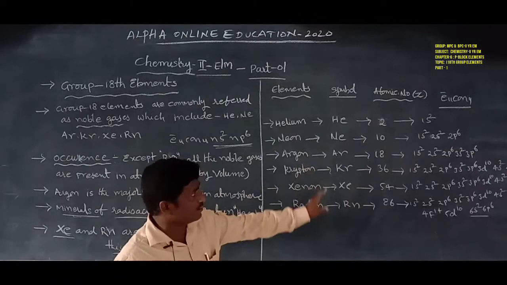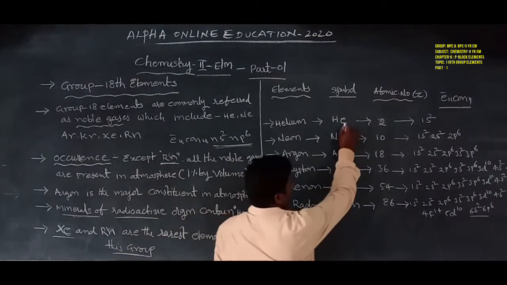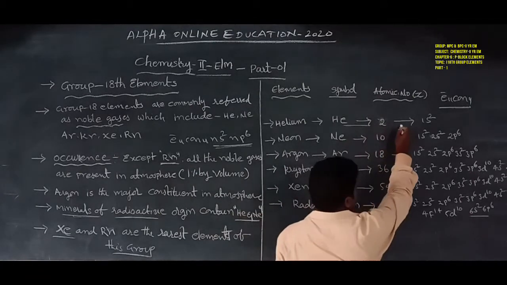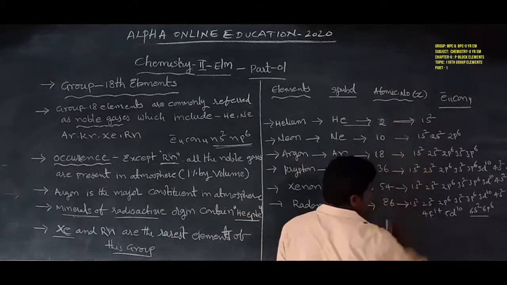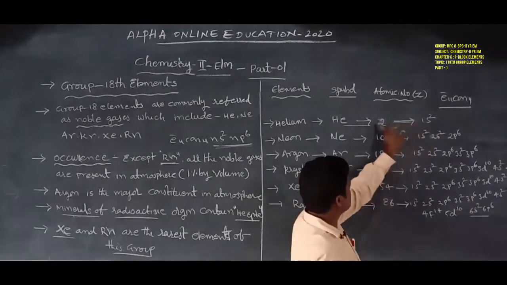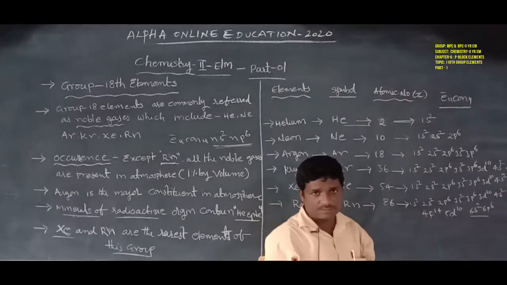Here is helium, atomic number 2. The electron configuration is 1s2. The outermost shell consists of 2 electrons. So its atomic number is also 2.